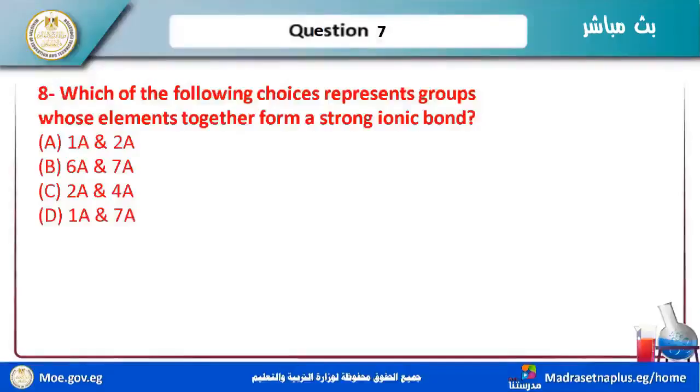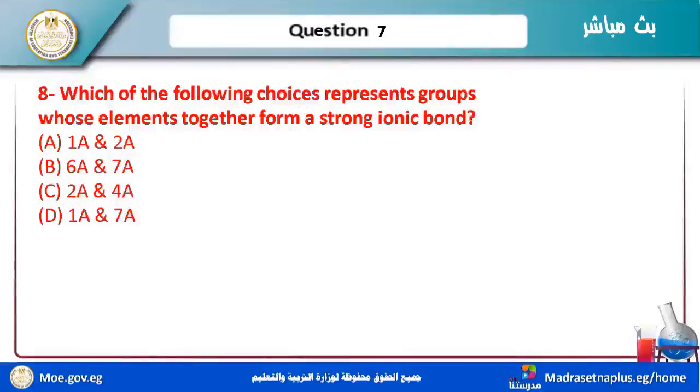Which of the following choices represents groups whose elements together form a strong ionic compound or ionic bond? 1A and 2A, 6A and 7A, 2A and 4A, 1A and 7A. Which is the strongest? Opposite elements together form strong ionic bonds. The strength of ionic compounds depends on the difference in electronegativity between the two ions.